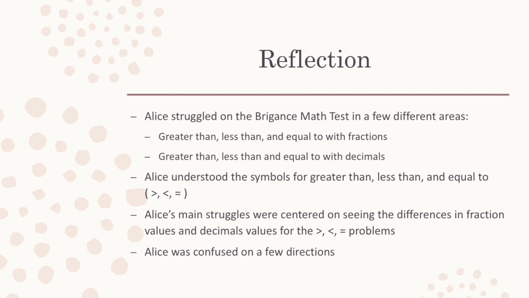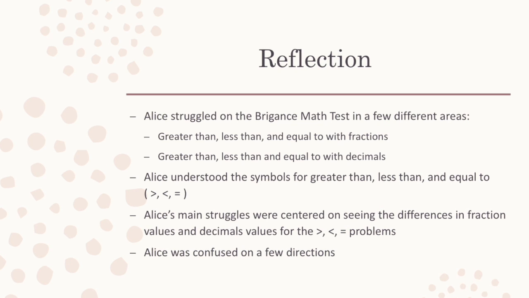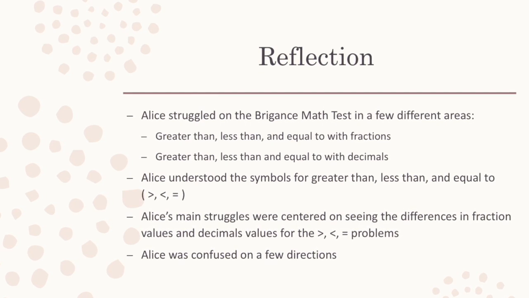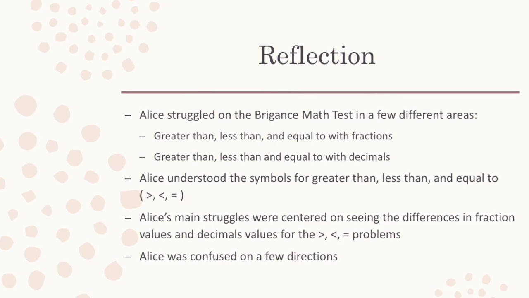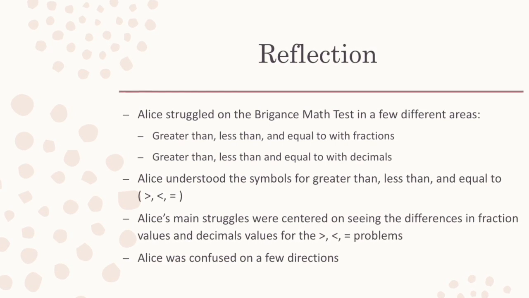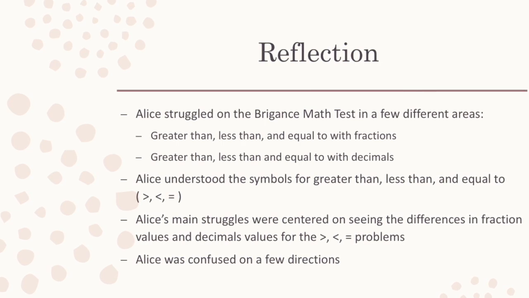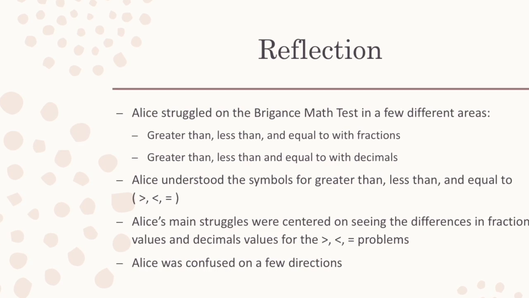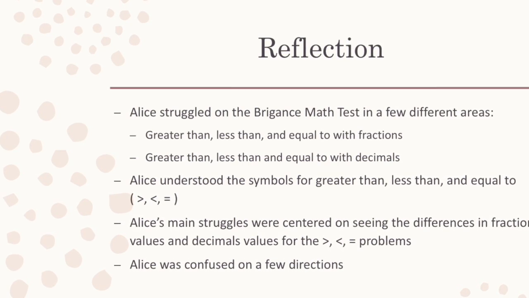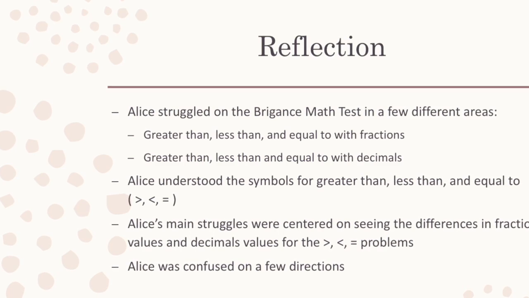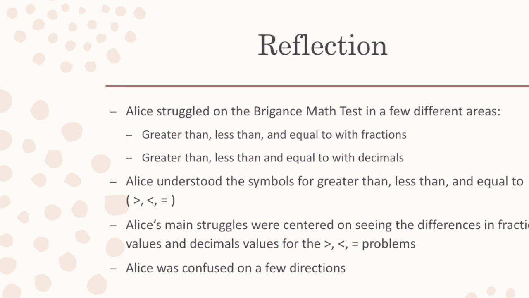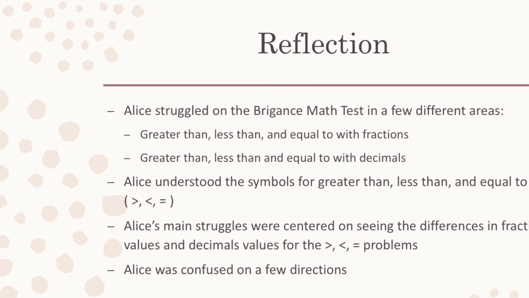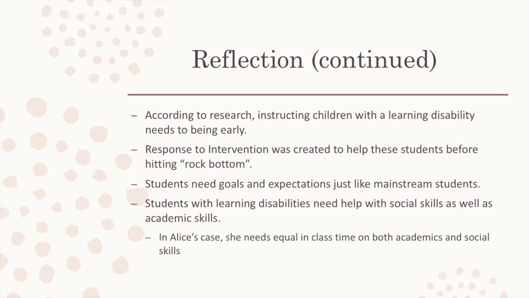My reflection for Alice is that she definitely struggled on the Brigance math test in a few different areas, obviously greater than, less than, and equal to with fractions and with decimals. But I did notice that she understood the symbols for greater than, less than, and equal to. Her main struggles were centered on seeing the differences in fraction values and decimal values, so she has trouble looking at two different sets of numbers and figuring out which one is bigger, smaller, or if they're the same. And also there are a few directions that she was confused on.